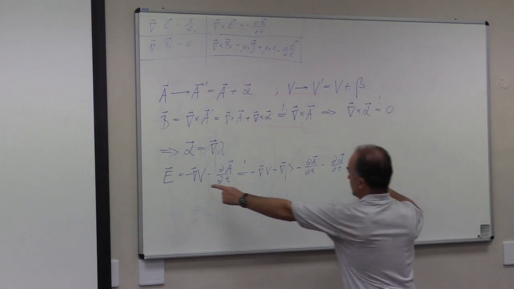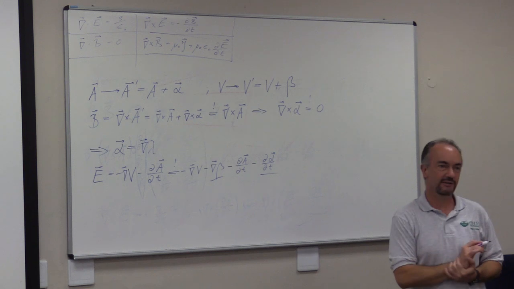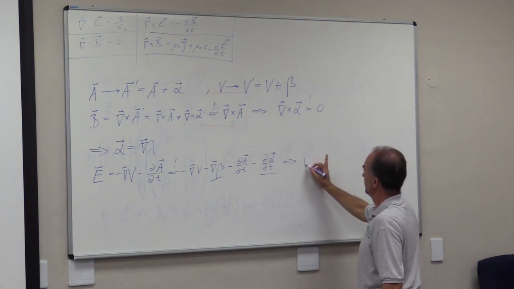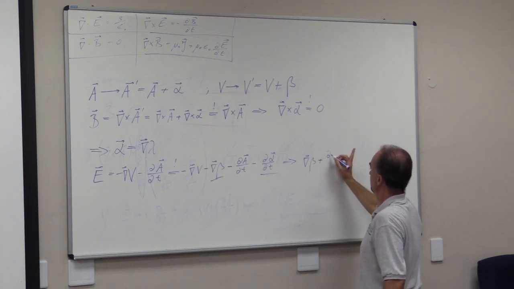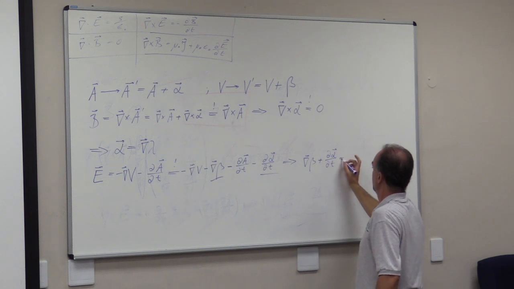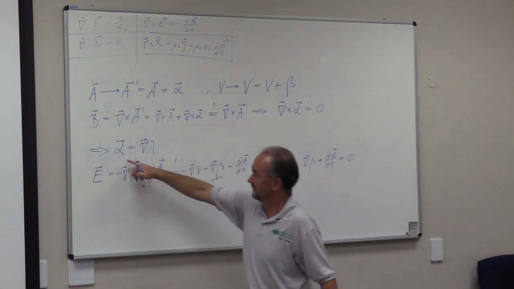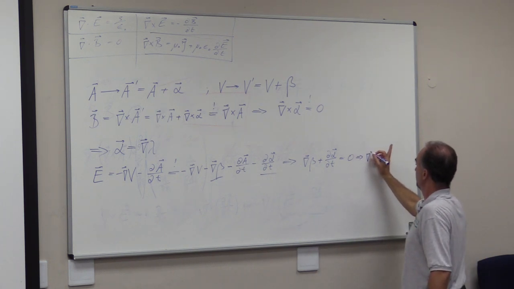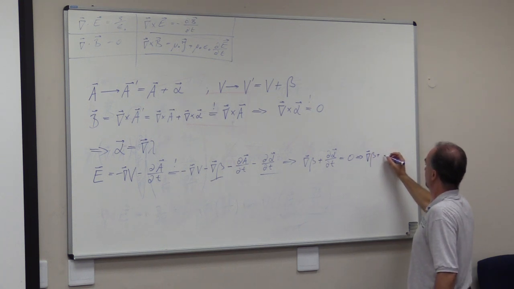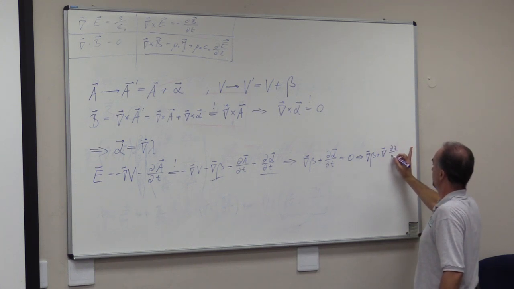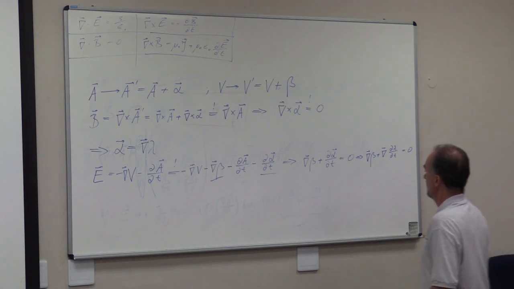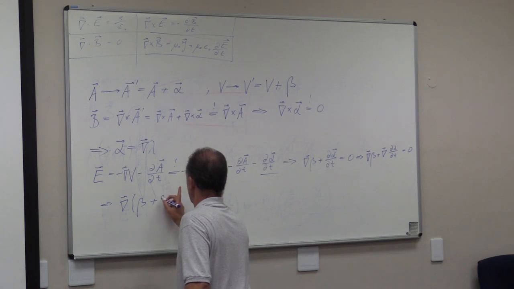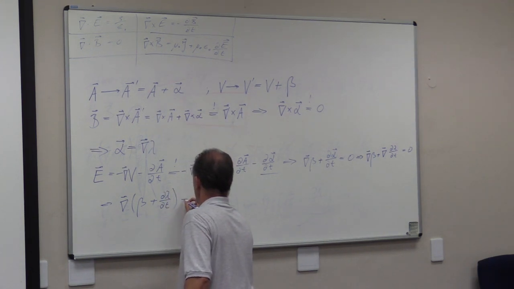Now, if these two are the same, that means these two correction terms have to cancel out. So we had better guarantee that gradient beta plus d alpha/dt equals 0. But alpha, we've already said, must be the gradient of something. So we can write gradient beta plus gradient of d lambda/dt equals 0, or gradient of (beta plus d lambda/dt) equals 0.